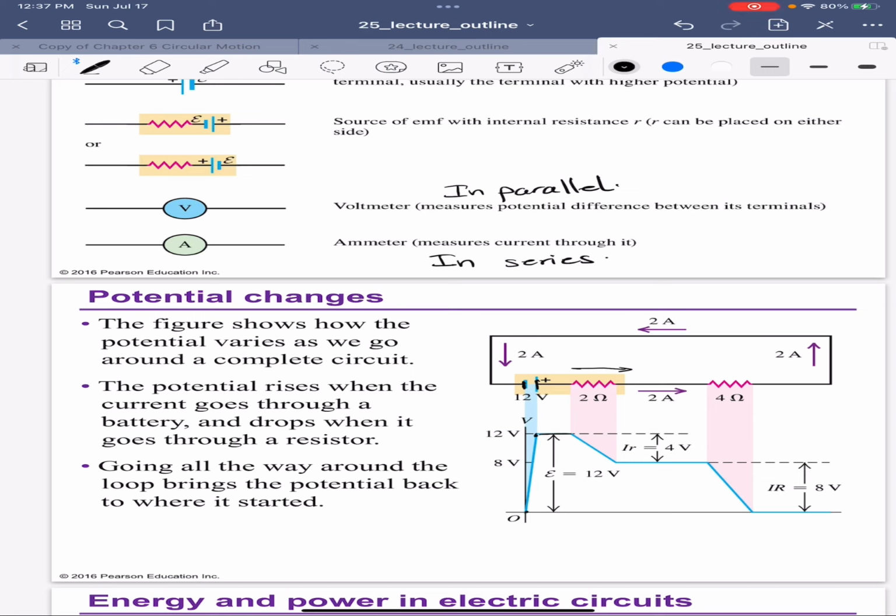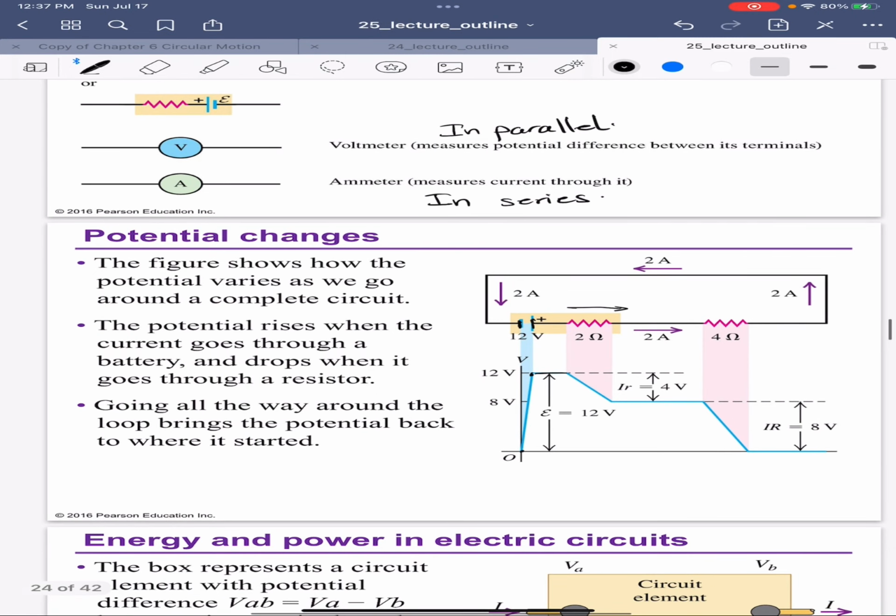This is showing you the drops in the voltages, but again, going around the whole loop brings the potential back to where it started. If you go a complete cycle, the change is going to be 0.